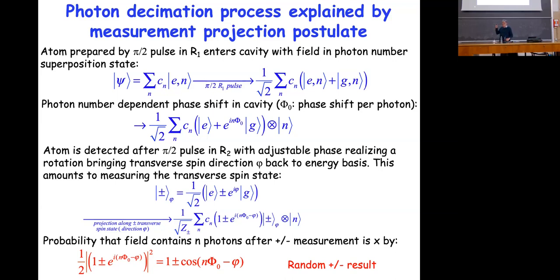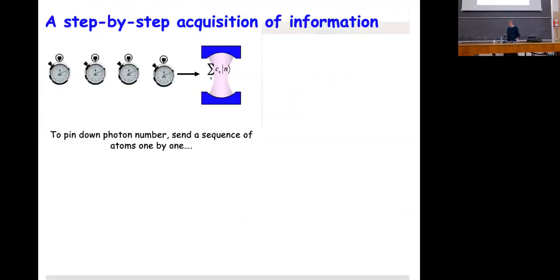On the previous slide, I used Bayes' law, in fact, which is a classical law. And you get the same result from the classical argument, the statistical argument, or the quantum one. So now you understand what happens. We send a sequence of atoms, and to pin down the photon number, you send the atoms one by one, and you detect each atom.